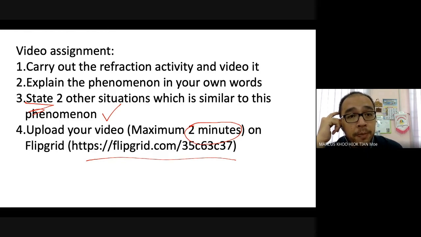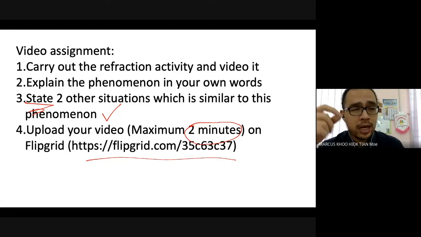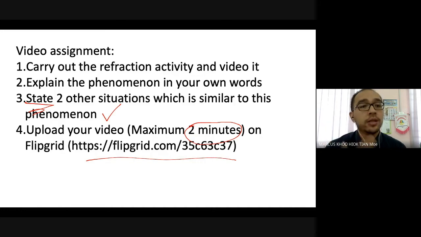The reason why I want you to do this assignment is I want you to see for yourself. Because if I just talk, after you finish this class, you forget. So you do it using your own eyes and your own cup and your own coin.